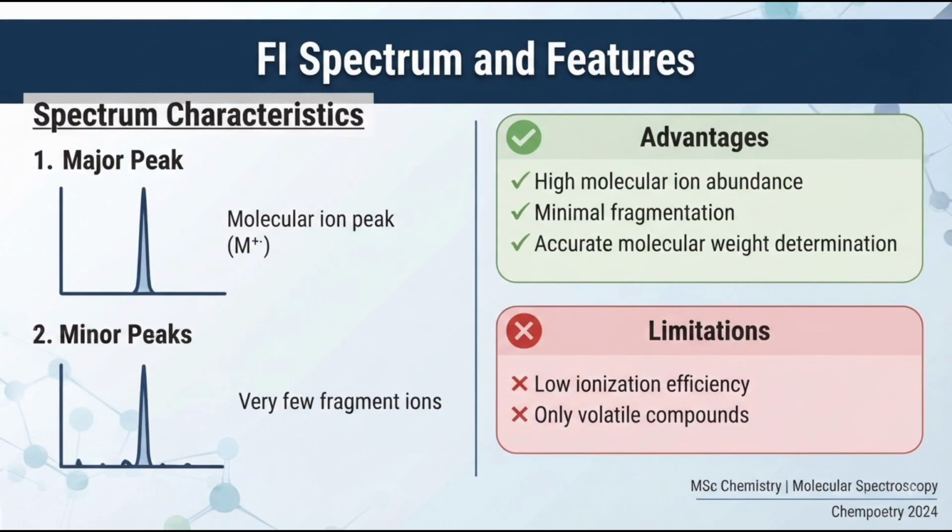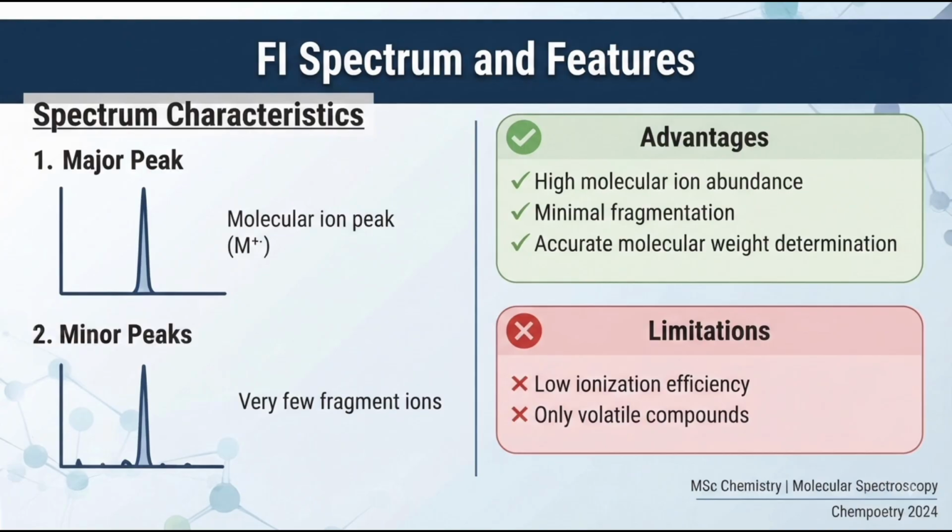Now let's look at the mass spectrum obtained using field ionization. The most important feature is the strong molecular ion peak. We can represent it as M positive radical, because FI is a soft ionization technique. There is generally much less fragmentation compared with hard ionization methods such as EI. Therefore, the molecular ion peak can be very useful for determining the molecular mass.